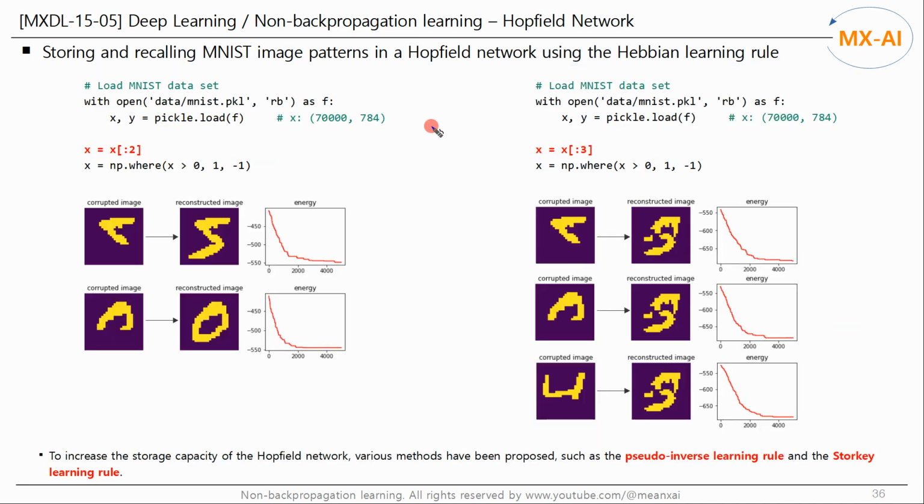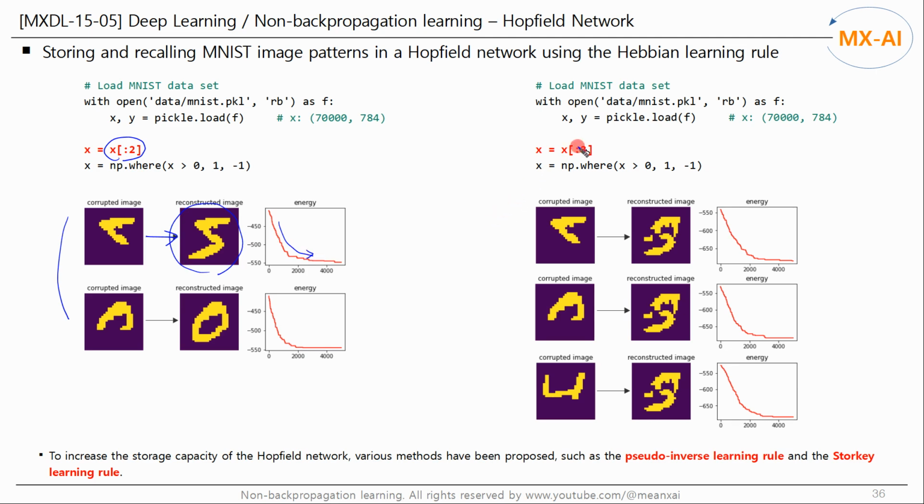Let's check the results. Here are the results when storing and retrieving only 2 MNIST images, like the code on the previous page. You can see that the corrupted image has been successfully reconstructed into the original image. The energy of each image is also significantly reduced.